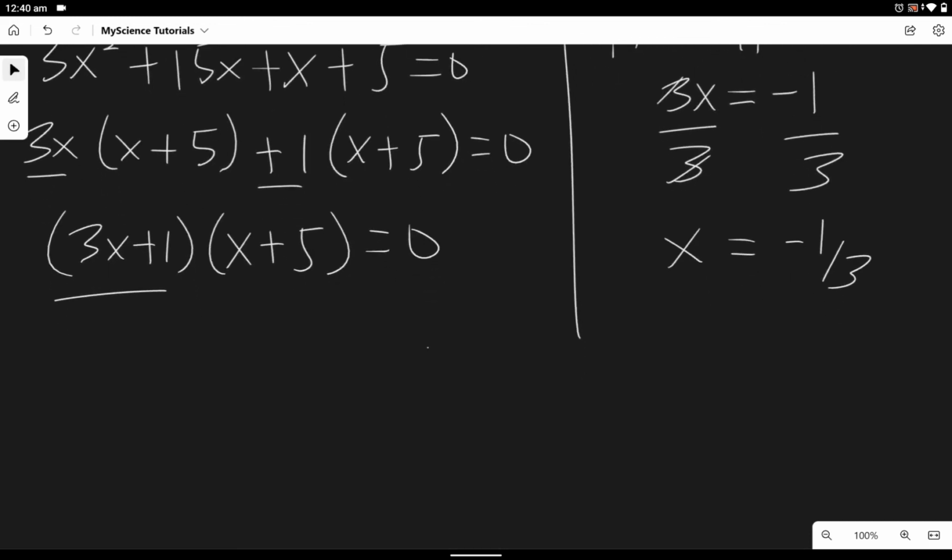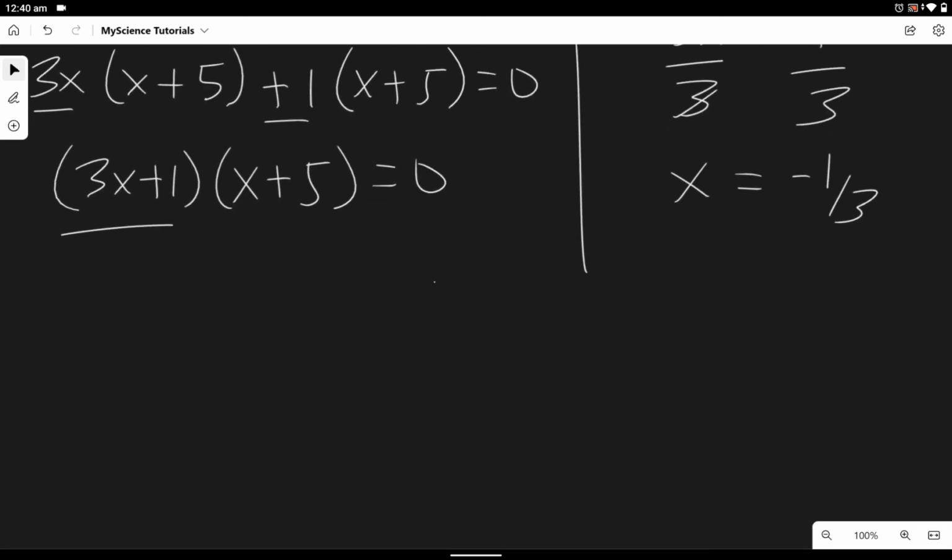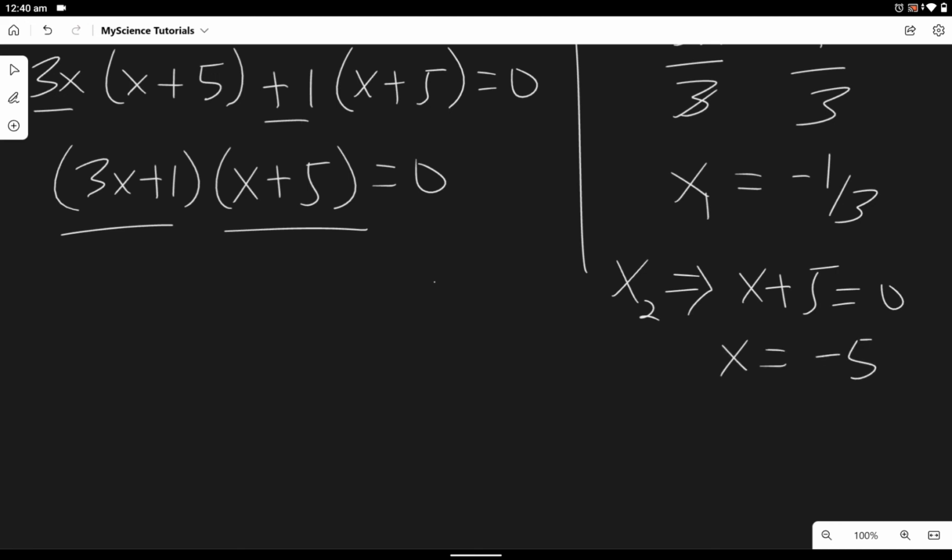Now let's go ahead and look at the second value of x. The second value of x is going to be when we equate x plus 5 to 0. So that's going to be, this is x1, x2 is going to be x plus 5 is equal to 0. So it means x is equal to negative 5.